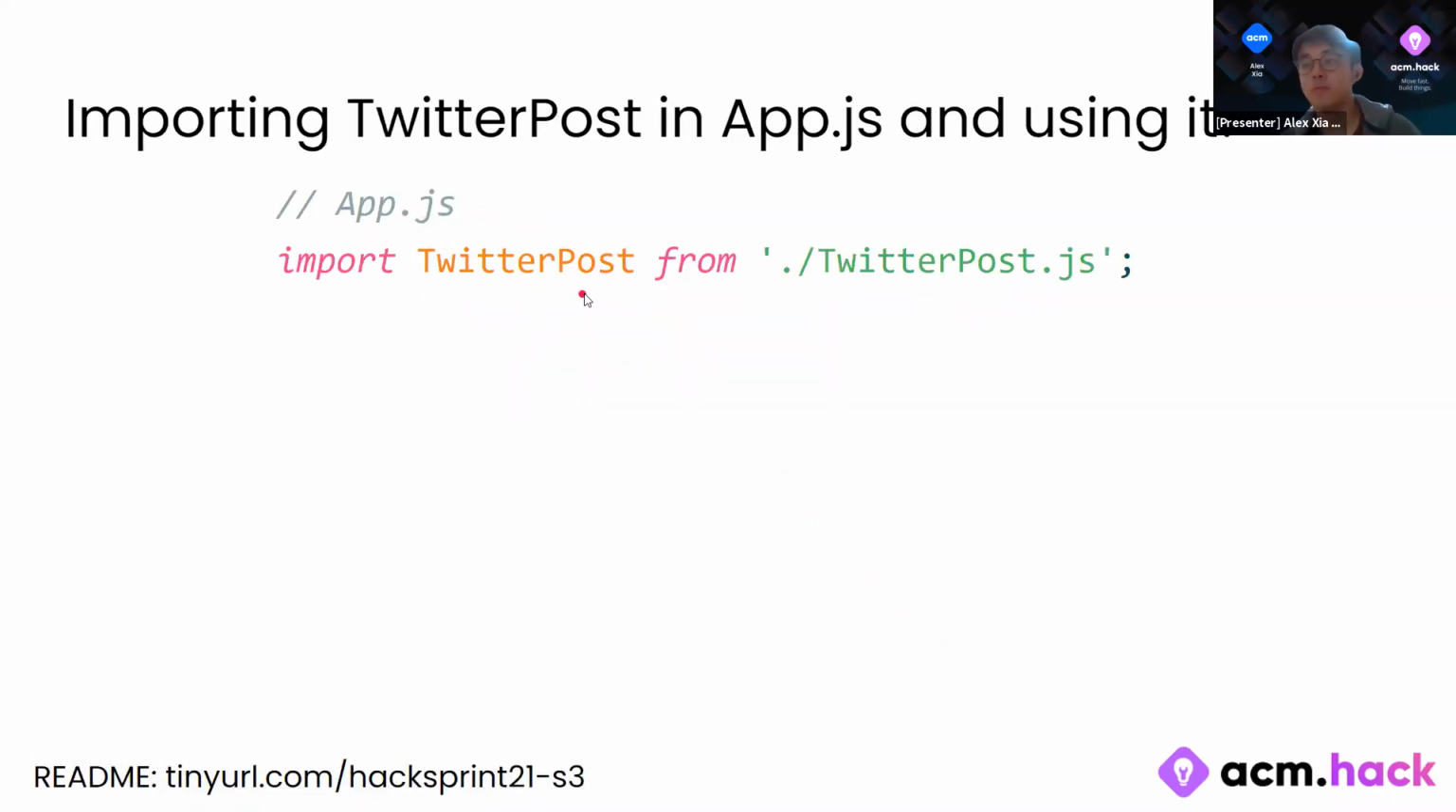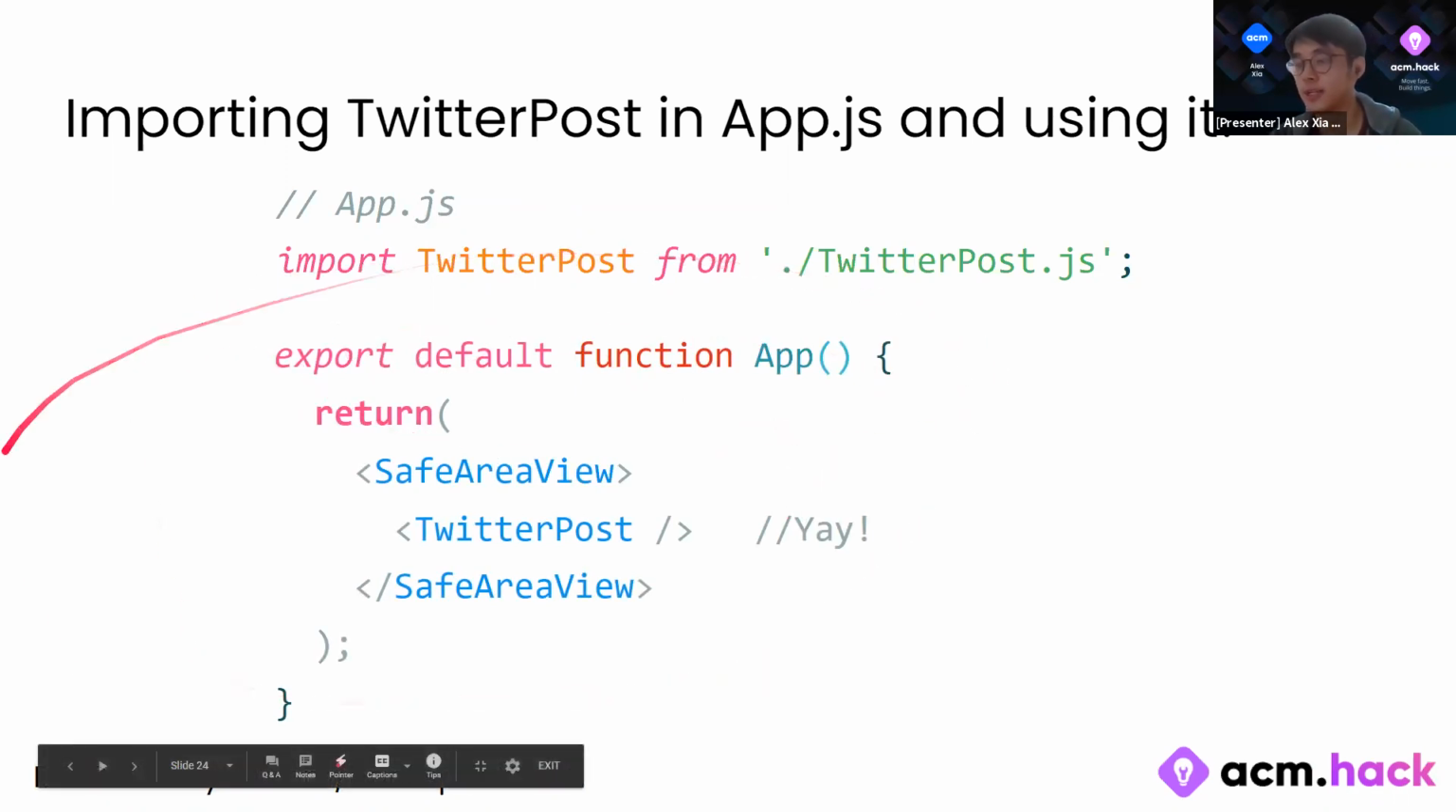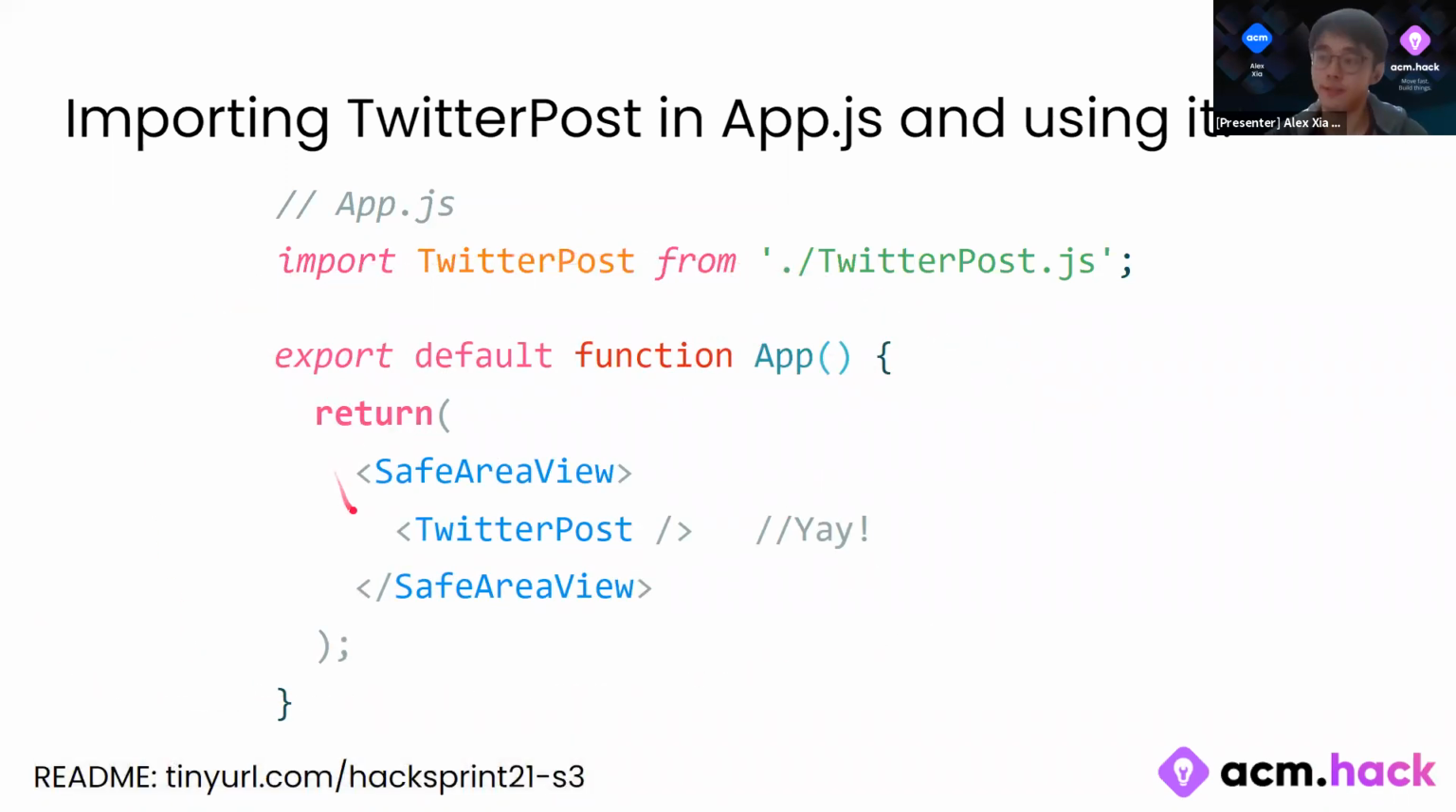And then now we can use Twitter post just as any other component, right? So we can, for example, do something like in our function app, remember this is our normal function app. We have safe area view, and then we can use Twitter post just like any normal component in the markup.